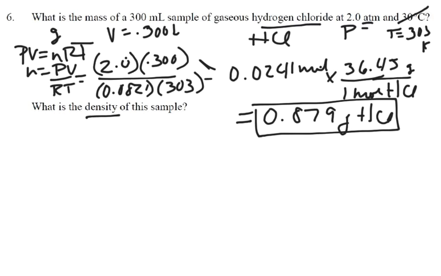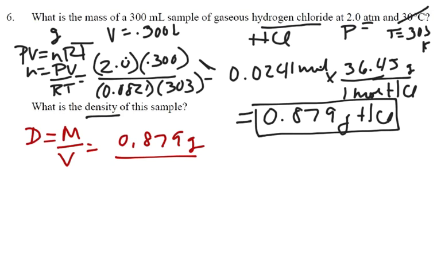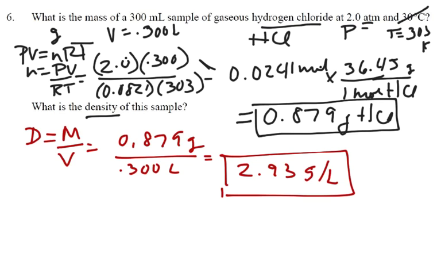Now, what is the density of this sample? Okay, density we know is mass over volume, D equals M over V. And we're given that the mass is 0.879. We just figured that out. And the volume we know is 0.3 liters. So all we have to do is divide those two, and we get a value of 2.93 grams per liter. And that's the gaseous density.